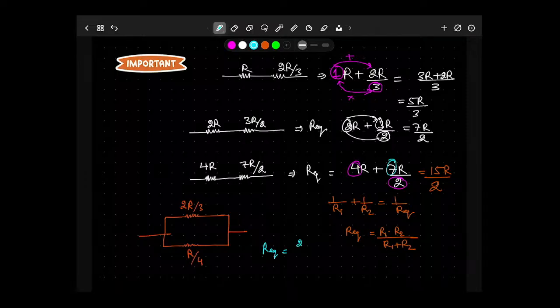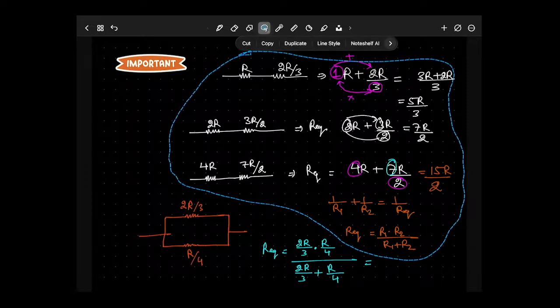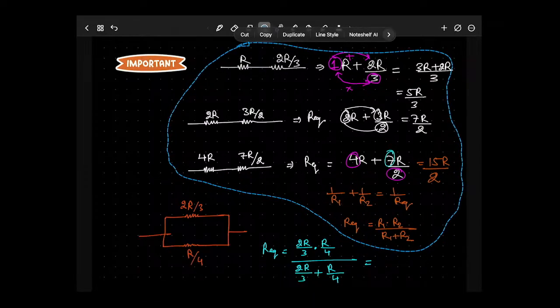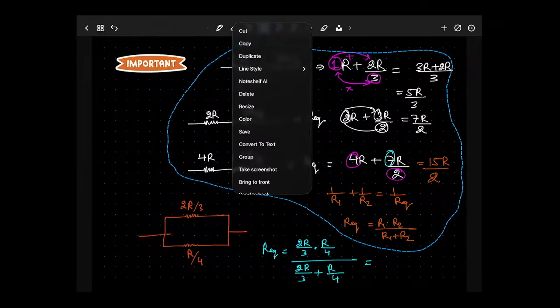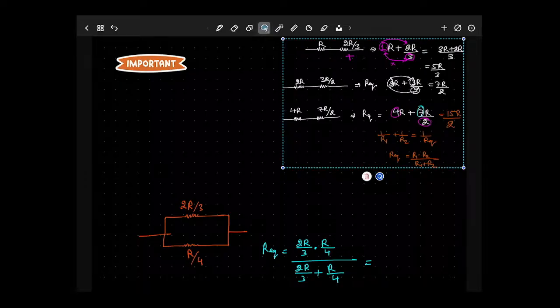R1 into R2 is 2R by 3 into R by 4 divided by 2R by 3 plus R by 4. Yes or no? This is the method by which we can do this. Of course, it's a complicated thing, right? Still, we will try to do this. Let us minimize this. Let us put here. Okay.